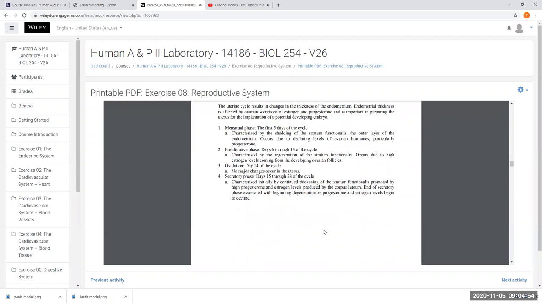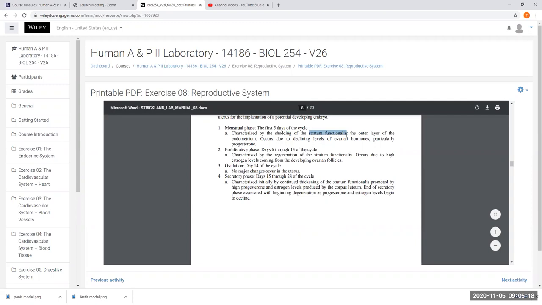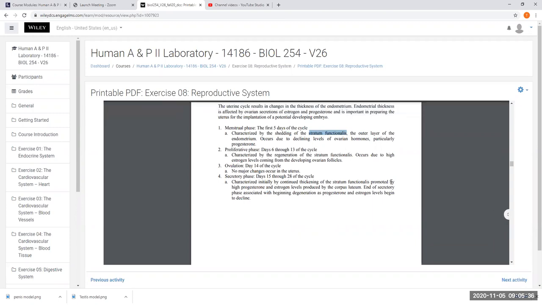Now, as far as the uterine cycle is concerned, the very first 5 days of the cycle is called the menstrual phase. That's when the menses is coming. And the menses is the shedding of the innermost layer of the endometrium. The innermost layer of the endometrium of the uterus is called the stratum functionalis. So this is the tissue on the very inside of the uterus that gets thicker during a part of the cycle and then starts to die off in a non-pregnant female. And that tissue is what becomes the menses in a non-pregnant female.